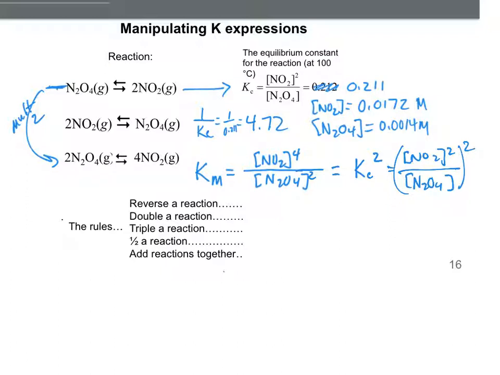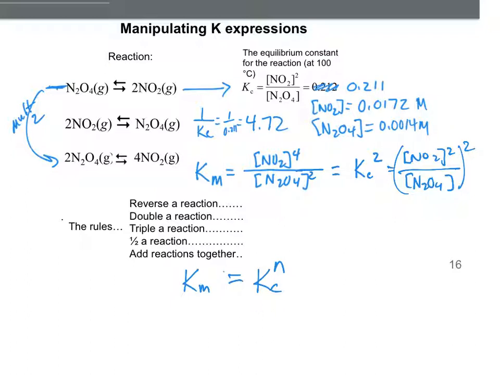And then what would you expect to happen if instead of multiplying the reaction by 2, we multiply by 3? It's going to be Kc cubed, all right? So when we have a K that's multiplied, it's going to be the original Kc value raised to whatever factor it's multiplied by. All right?